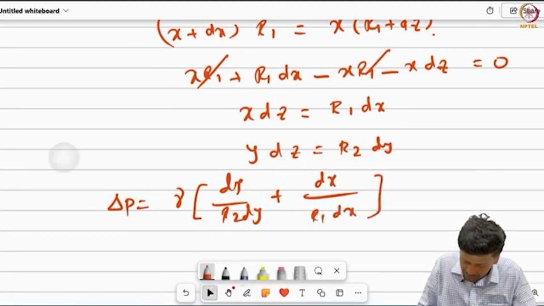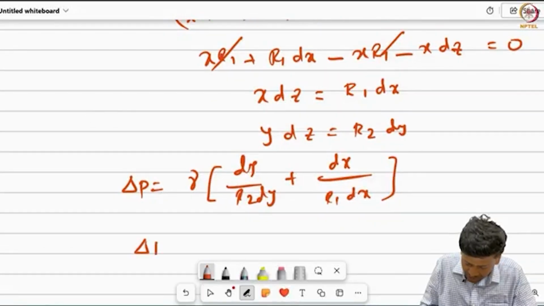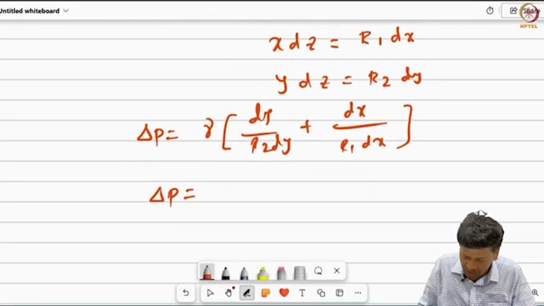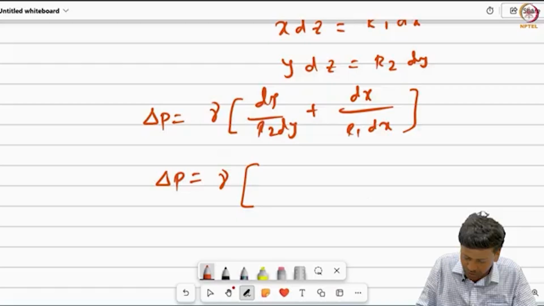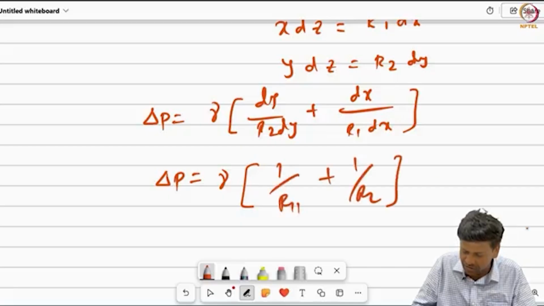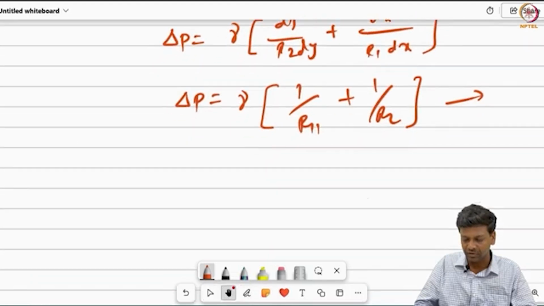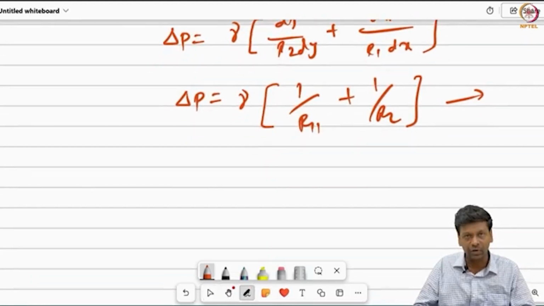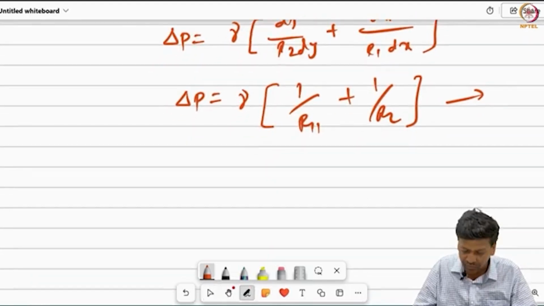Okay, so then simply I will have delta P, which is nothing but gamma into d(1/R1 + 1/R2) itself. So this is our compact Young-Laplace equation in general case.